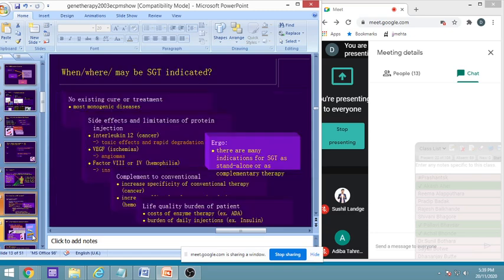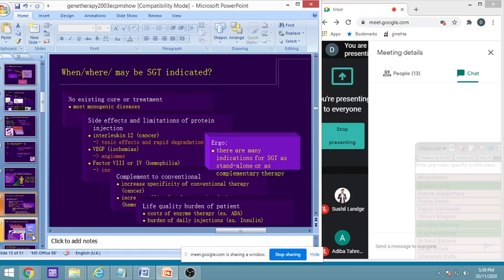Now, where can we use this gene therapy? Where there is no existing cure or treatment possible, such as genetic diseases. There are side effects and limitations of protein injections. For example, in cancer, if we have to use interleukin 12 or some other agents, or growth factors, they are toxic or cause many adverse effects. So in those cases we cannot use them.